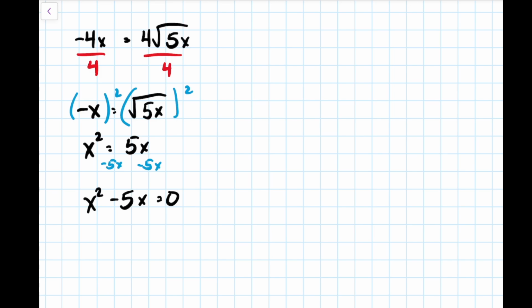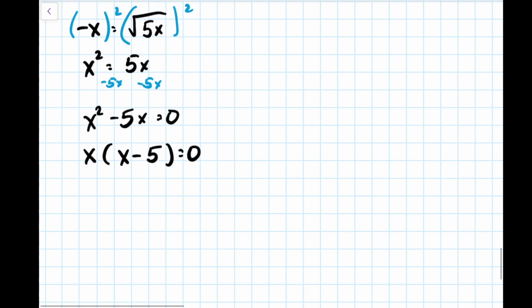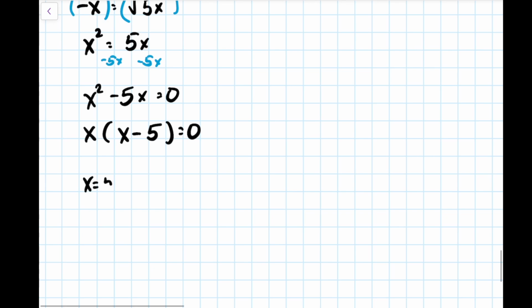And so we can solve this by factoring, or we could solve it by quadratic formula, but factoring is a lot easier because if you look at this, both of those terms have a common factor of x. So if we just take the x out, we get x times x minus 5 equals 0, which gives us two solutions of x equals 5 or x equals 0.